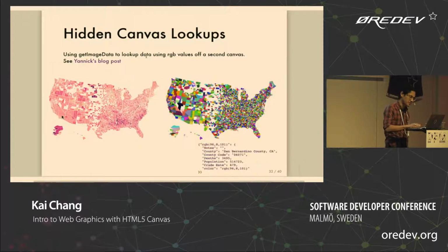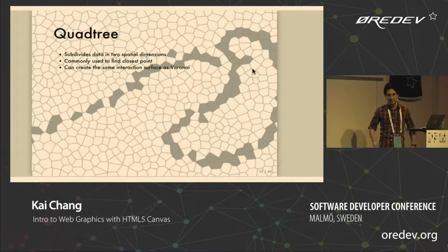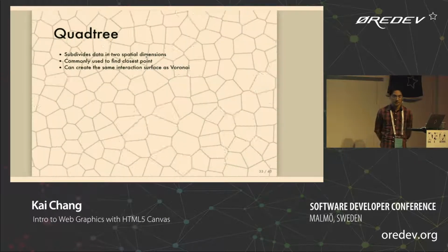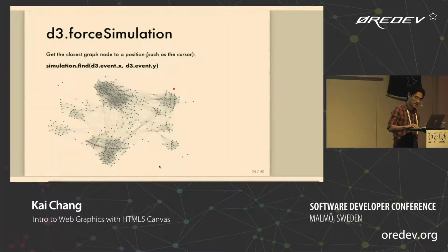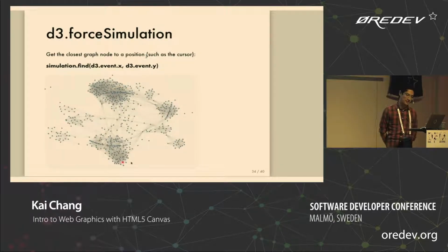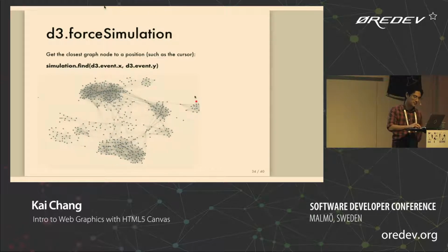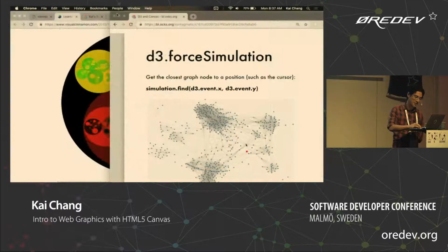There's actually a couple other techniques for interactions. You could also use quad trees or just nearest neighbor search, just do a filter on the data points to find the nearest neighbors. D3's force-directed simulation actually has something like this built in, simulation.find, to just find the nearest data point. So there's actually quite a few ways to support interactions in that way.